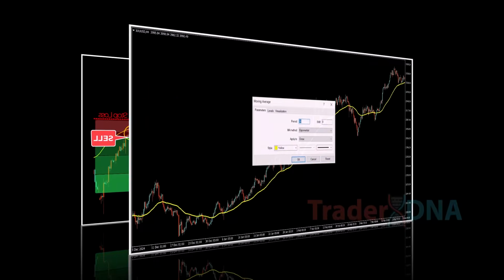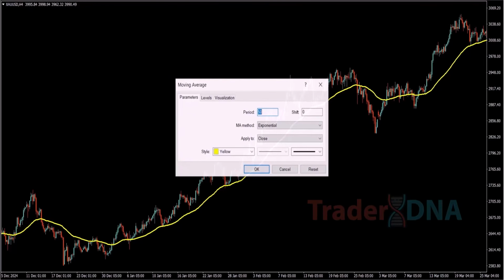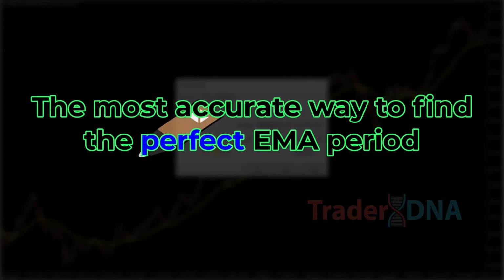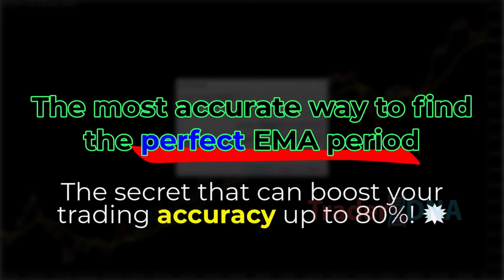All right, guys, this is it. The moment you've been waiting for, because in the next few minutes, I'm going to show you the most accurate way to find the perfect EMA period. The secret that can boost your trading accuracy up to 80%.